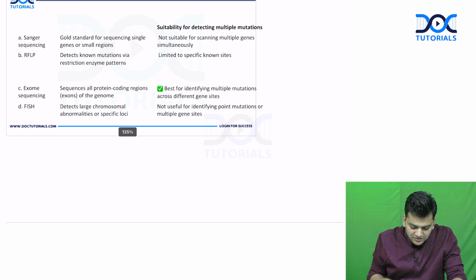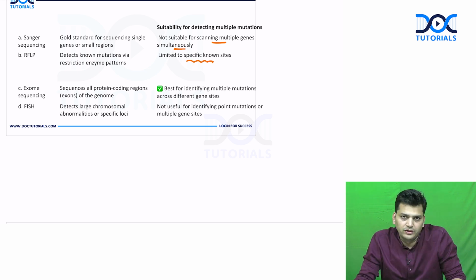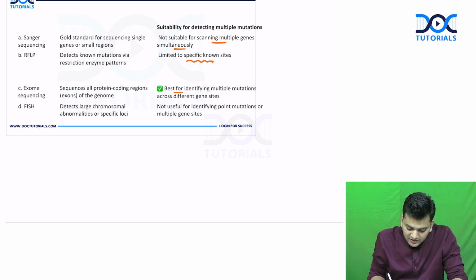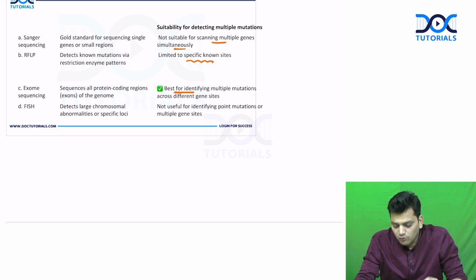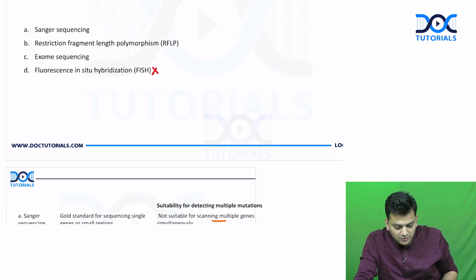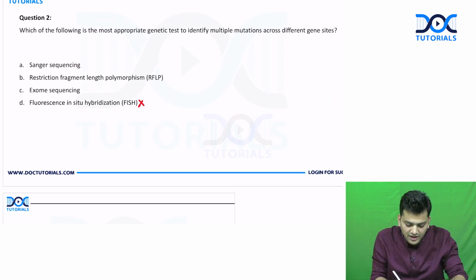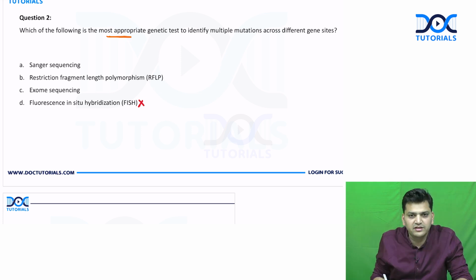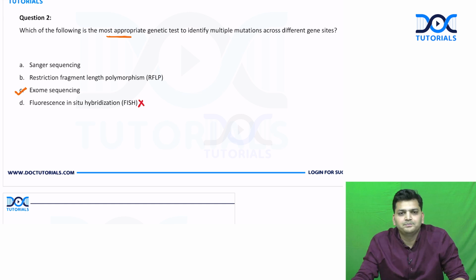Sanger is not suitable for screening multiple genes at the same time. RFLP is limited to specific known sites only, whereas exome sequencing is best to identify multiple mutations across different genetic sites. And FISH is for chromosomal abnormalities, not to identify multiple mutations at the same time. So because they have asked for the most appropriate genetic test, the answer is going to be exome sequencing.